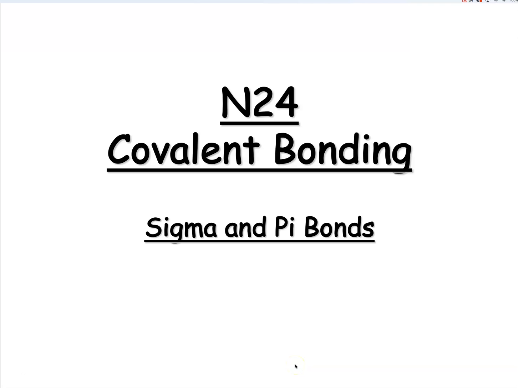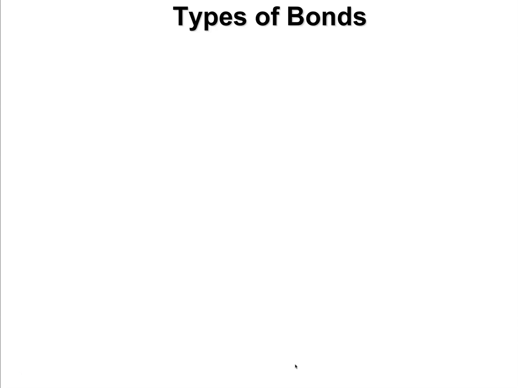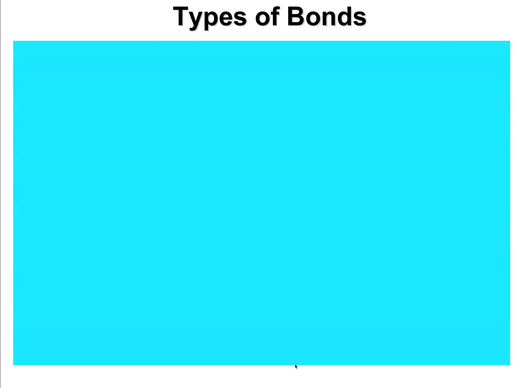Hello and welcome to N24, continuing with covalent bonding, but our focus is sigma and pi bonds. So our types of bonds: sigma and pi.